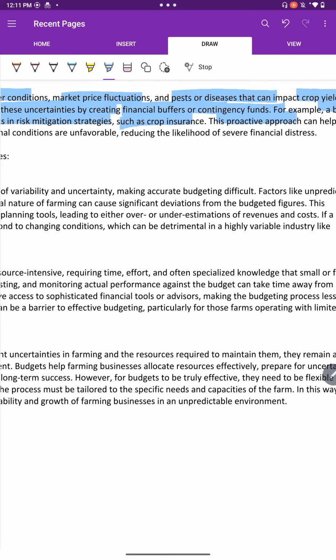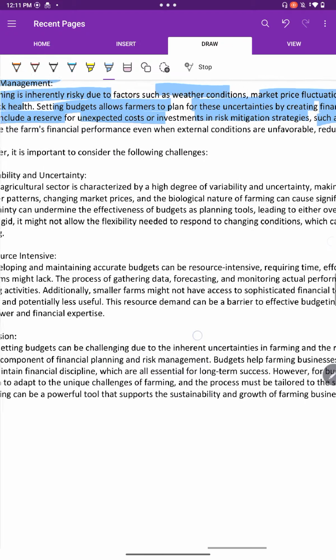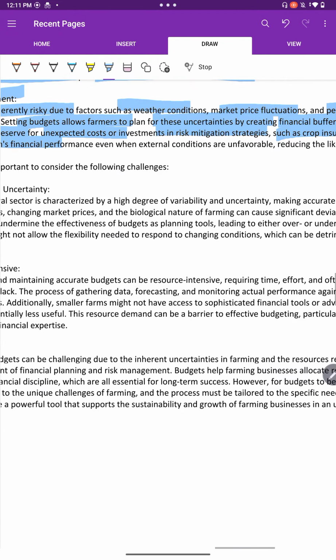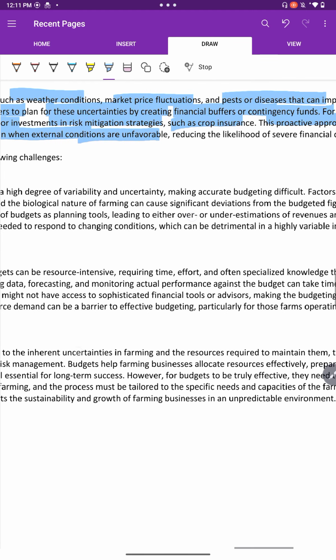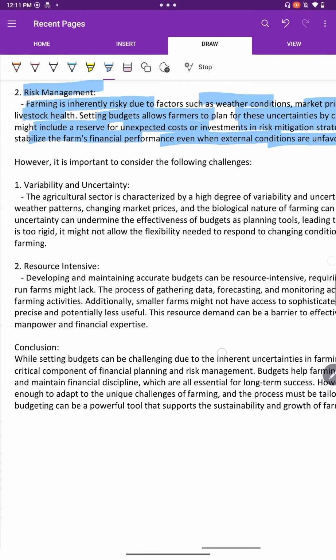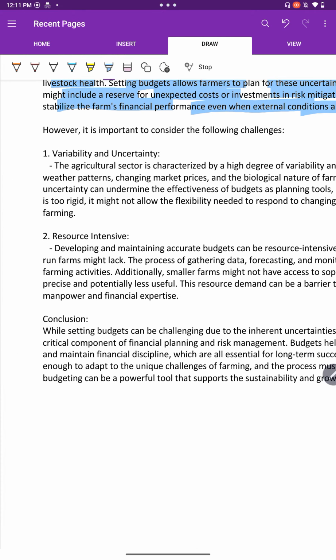This proactive approach can help stabilize the firm's financial performance even when external conditions are unfavorable, reducing the likelihood of severe financial distress. Okay, so now I'm going to write my "however" points, which are the negative points.